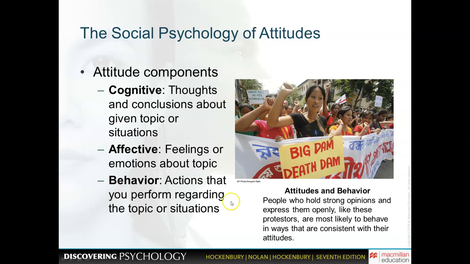Okay, so an example is in this photo right here. There are student protesters from India. They're calling for an end to large dam projects in their country. And so these students tend to believe that large dams have a negative environmental impact, especially on parts of the country downriver from the dams. Okay, so they hold strong opinions and express themselves openly. And so they have a certain attitude, okay? They're evaluating objects or issues in a particular way.